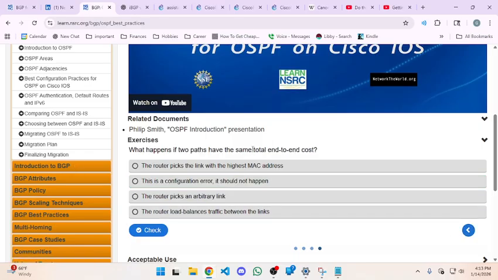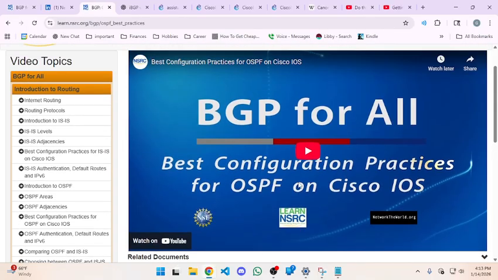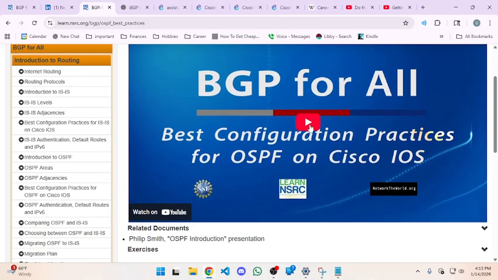What happens if two paths have the same total end-to-end cost? Load balances. Yep, there we go. So, punishment, I got one wrong. Let's watch it.